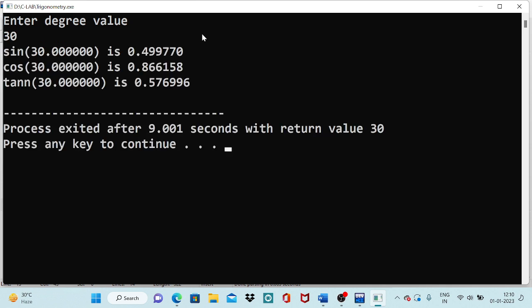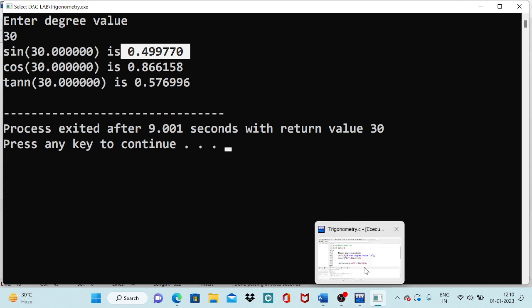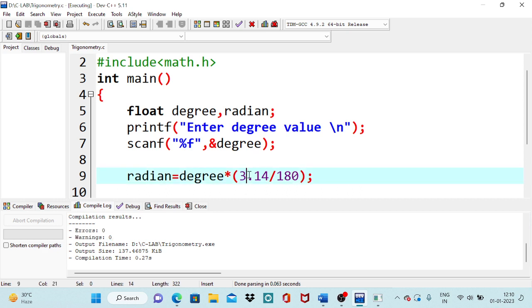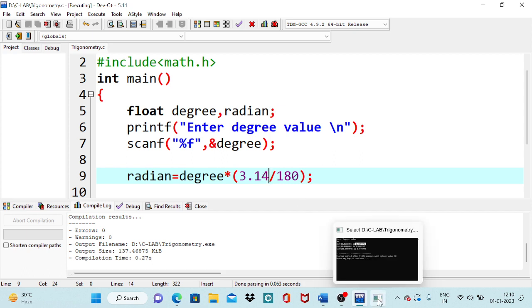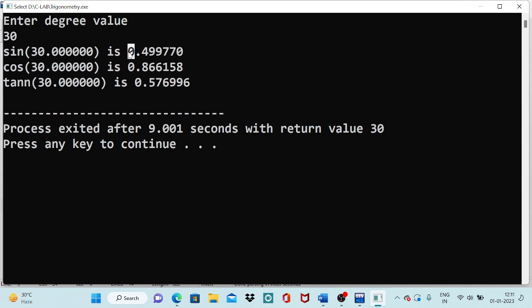Now it returns sine 30. We all know that sine 30 is a standard value, that is 1 by 2. What is 1 by 2? 1 by 2 means 0.5. If you see here, it is almost 0.5. But why won't it generate exactly 0.5? Because we multiplied the given degree value with pi by 180, but we considered only two digits after the decimal point. If you take more digits, maybe we will get close to that 0.5. That is the reason we are getting a close value, 0.499770. Similarly, the cos 30 value is this much. The tan 30 value is printed here, with a double n printed.